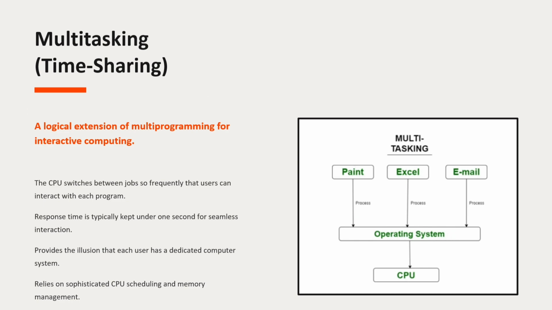Now, multitasking, or time sharing. Multitasking is a logical extension of multiprogramming. It is mainly used in interactive systems. How does multitasking work? The CPU switches between jobs very frequently. Each job gets a small time slice. Because of this, users can interact with each program. Response time is usually less than 1 second. So this creates an illusion that each user has a dedicated system. Multitasking relies heavily on efficient CPU scheduling and advanced memory management.